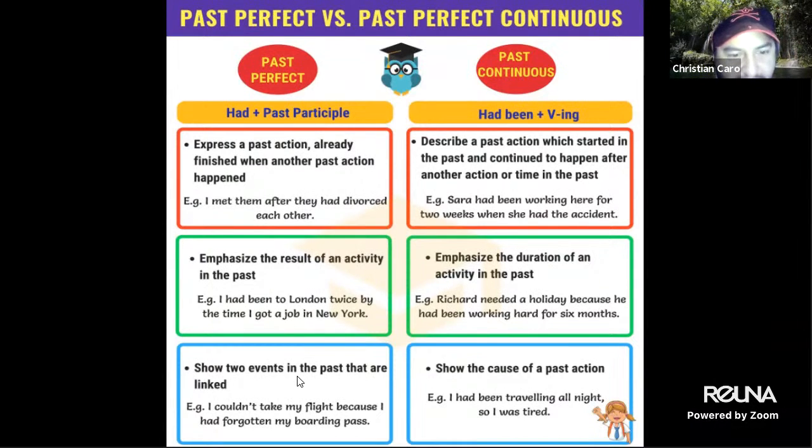Show two events in the past that are linked versus show the cause of a past action.